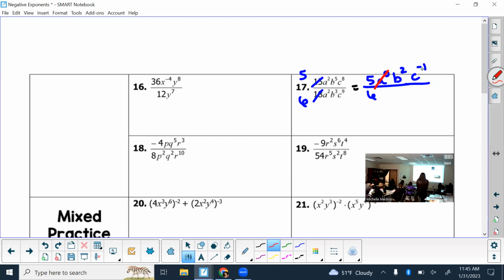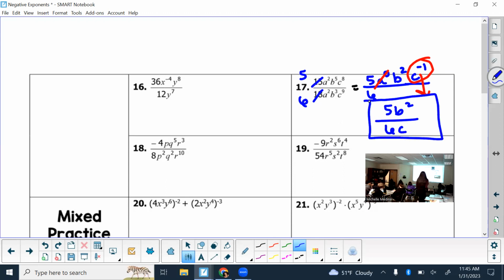B squared can stay. Does the c to the negative 1 need to move? So move it across the fraction bar. And then I have 5b squared over 6c to the first. Now it's a positive one. You put a positive one if you want. You don't need to write the positive one though, if it's an exponent. Questions? All right.